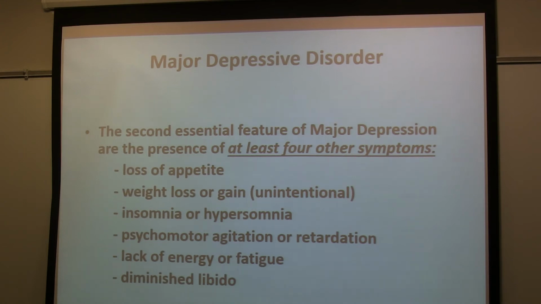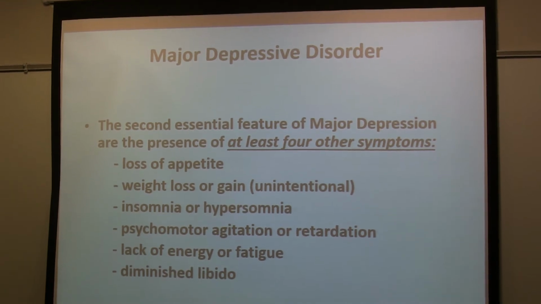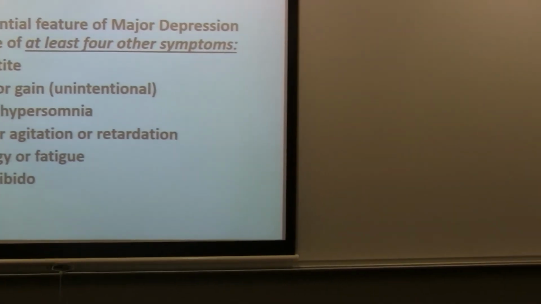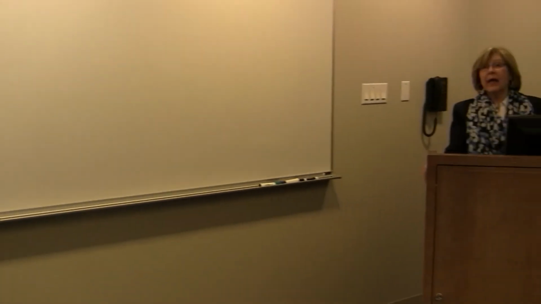So, we talked about having one essential feature, either or, feeling depressed or anhedonia. And then you have to have 4 other symptoms. And they could be loss of appetite, weight loss or gain, that's unintentional. DSM-5 talks about 5% gain or loss. That does not mean for someone who's been on a diet or is trying to gain weight. It's about unintentional weight gain or loss.